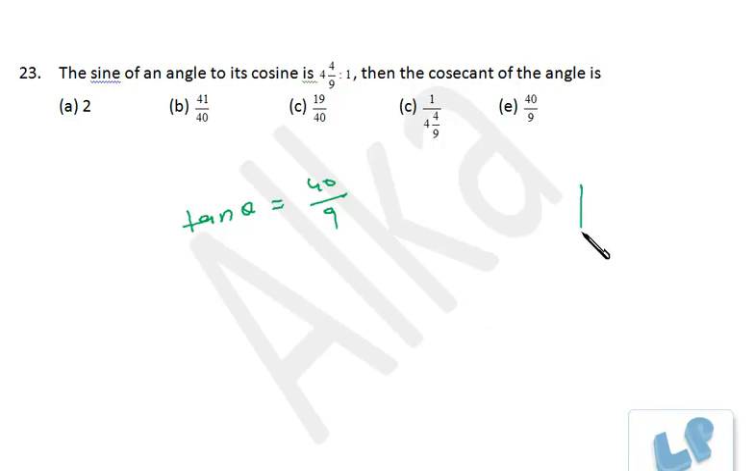If we draw the triangle, this is 40, this is 9, that means this must be 41. So cosec theta will be this only. Sin theta is actually what? 40 by 41, so cosec theta must be 41 by 40. So 41 by 40, right?